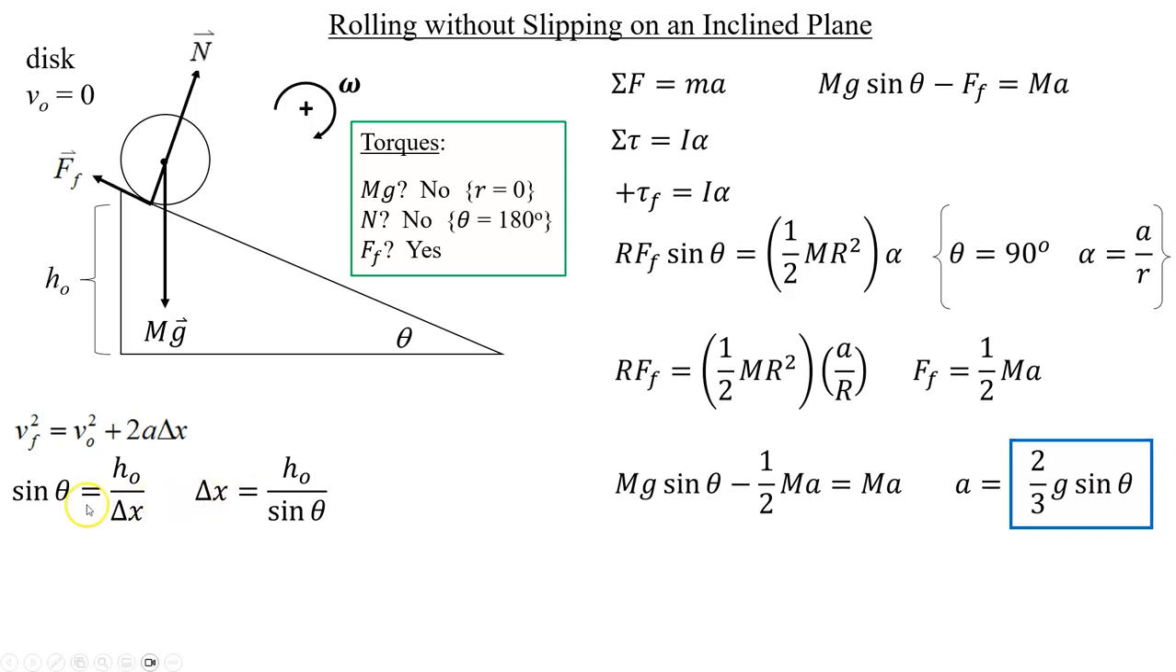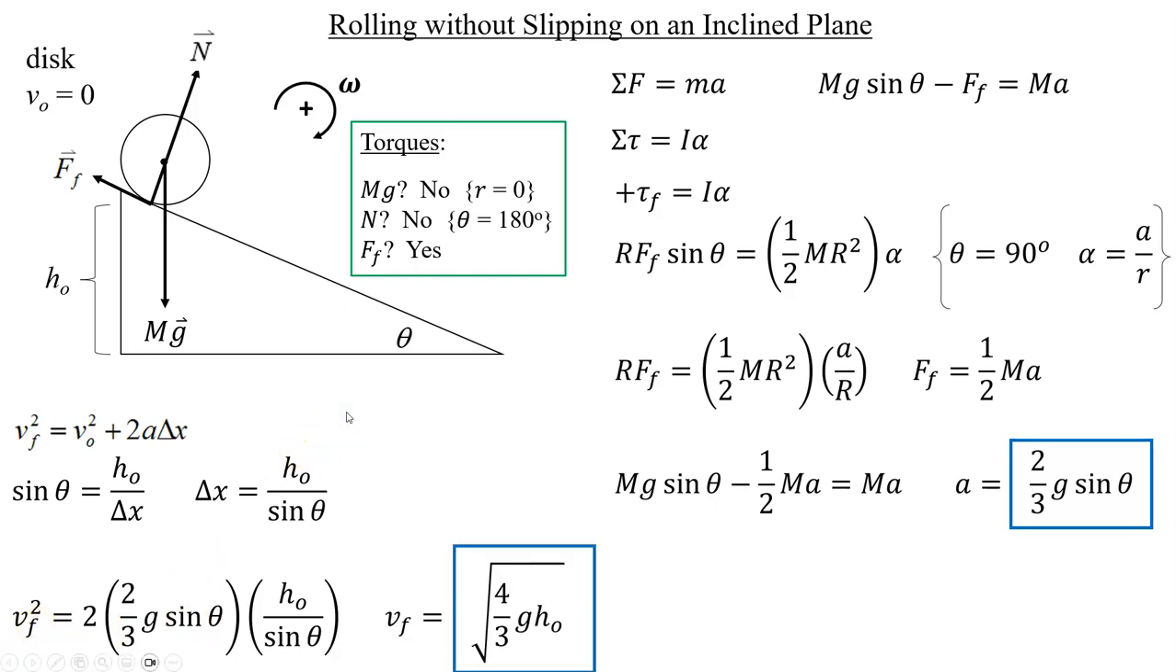So here, just rearrange for delta x by swapping sine theta and delta x. So delta x equals h naught over sine theta. v naught is 0, that goes away. So 2 times the acceleration, which we found is 2/3 g sine theta, and delta x is h naught over sine theta. What happens here? Yep, sine theta is going to go away. Don't forget, of course, to take the square root. And we should end up with this, yes? Square root of 4/3 g h naught.